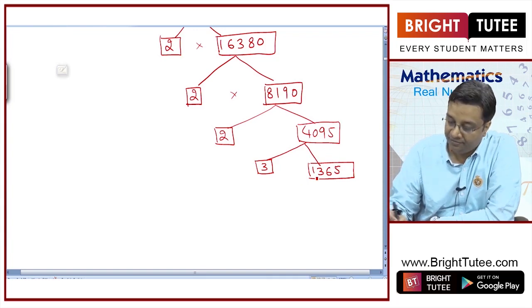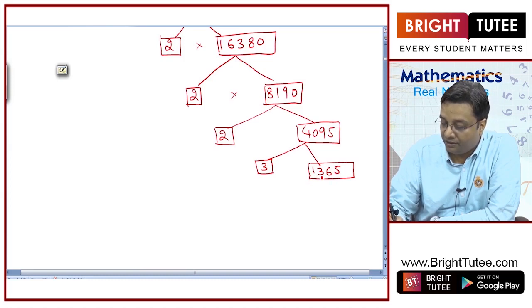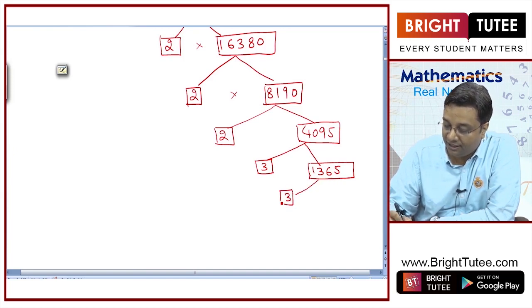6, 5, right? Now again let's check for the divisibility of 3. 1, 3, 4, 6, 10 plus 5, 15. Yes, it is divisible by 3. So let's divide it by 3 again.